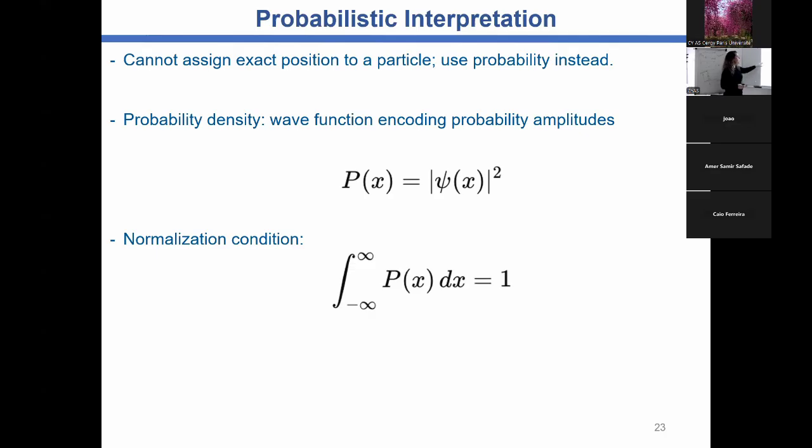And when we normalize this probability, we know that the particle is inside this space that we call x plus dx.